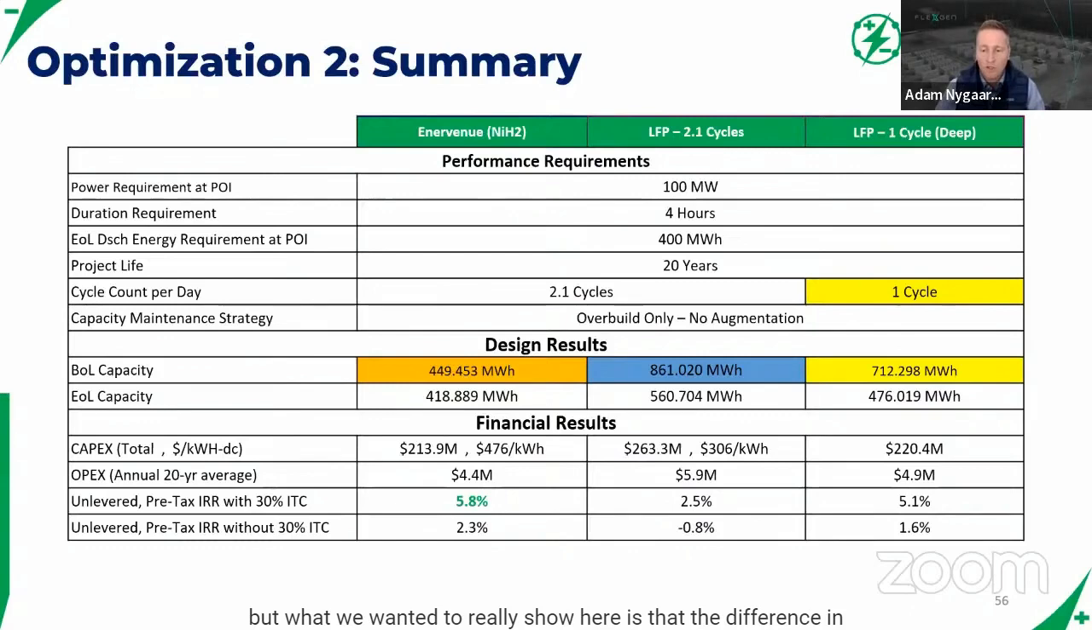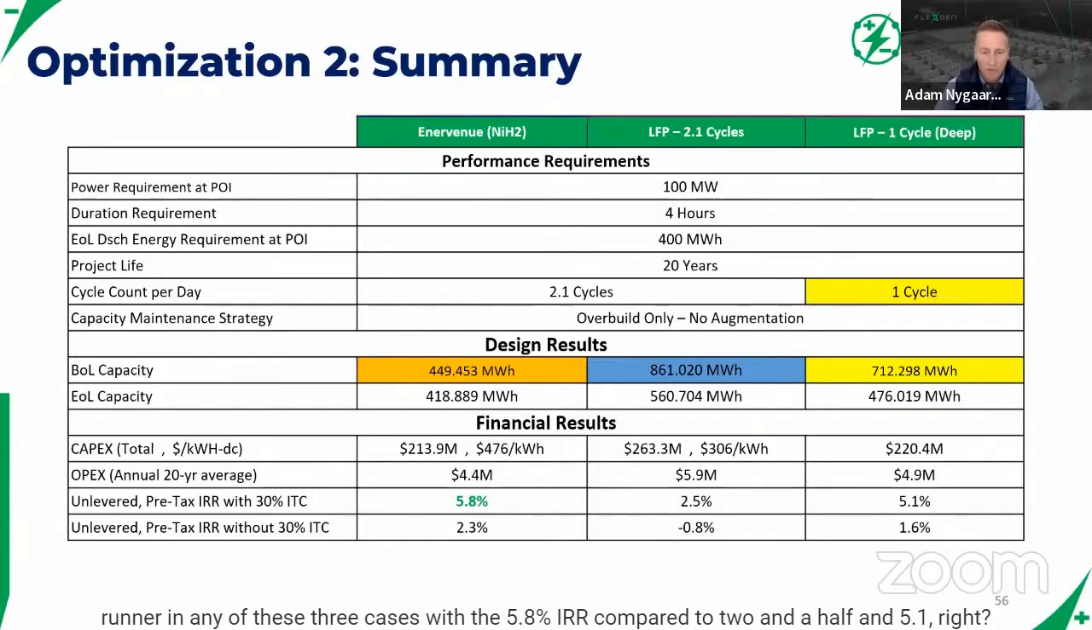But what we wanted to really show here is that the difference in degradation and round trip efficiency can really impact the returns here. And I say degradation because it impacts the initial upfront overbuild. You need significantly less initial upfront overbuild with the Enervenue product than you do with LFP. That was clear from Sharif's comments just now. And the impact of that on investment returns is that this is clearly the front runner in any of these three cases with the 5.8% IRR compared to 2.5 and 5.1, right?